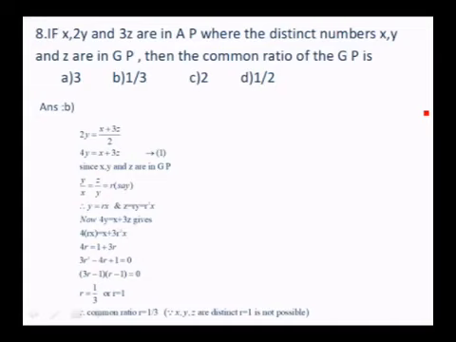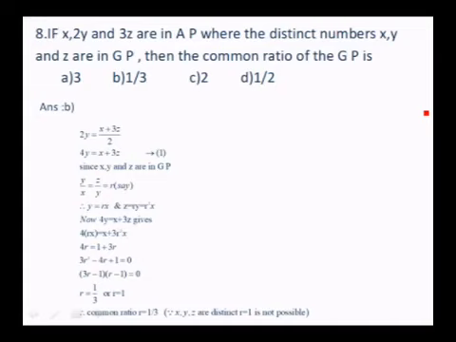Since x, y and z are in GP, you can write y by x is equal to z by y. Let us take this as r, say. Then if you cross multiply, y is equal to r into x and z is equal to r into y. So, you substitute there, you get z is equal to ry, or r square x.